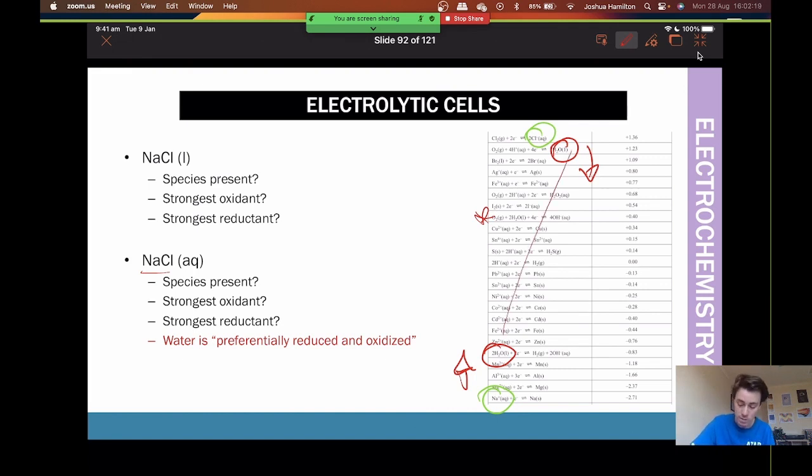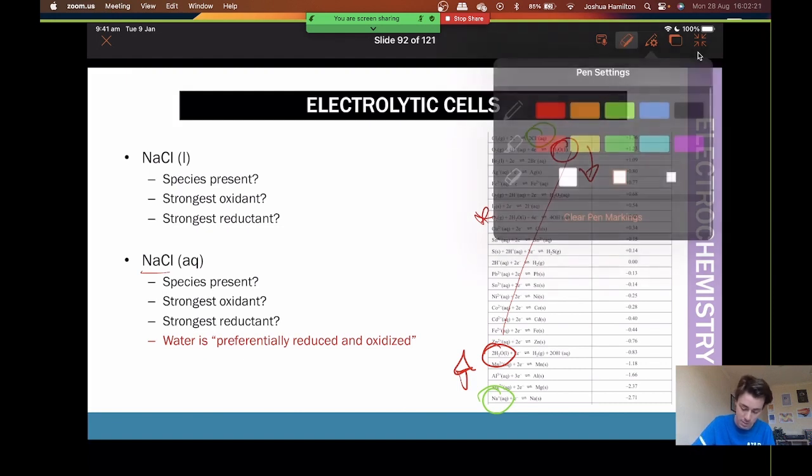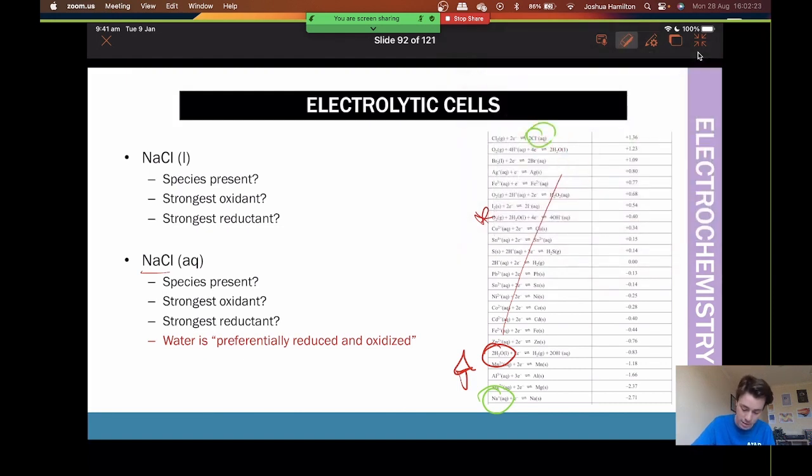So when it's molten, they don't exist. Because I've sort of evaporated all the water out, they don't exist. And therefore, what's going to react? It's going to be these two.